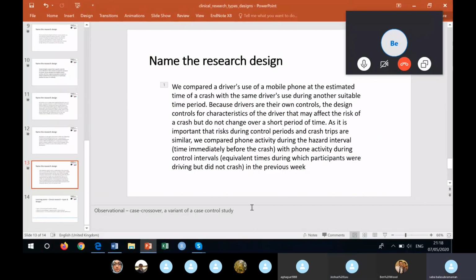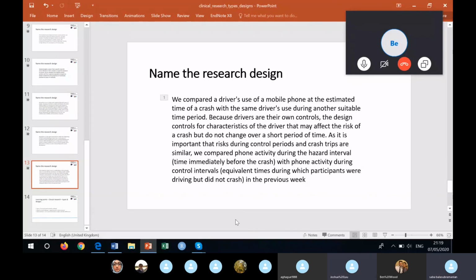I'm sorry, Josh. You got an awkward one. So it is an observational study because it did not provide any intervention. Very good. Okay, so that's where you start. Excellent.